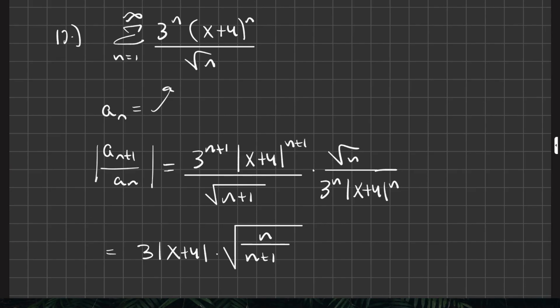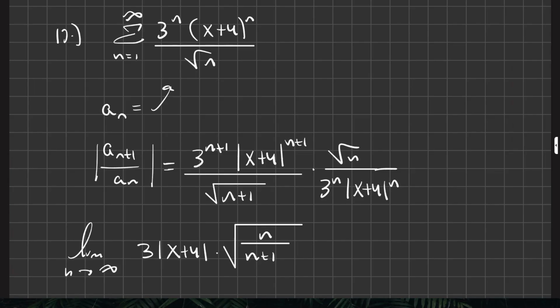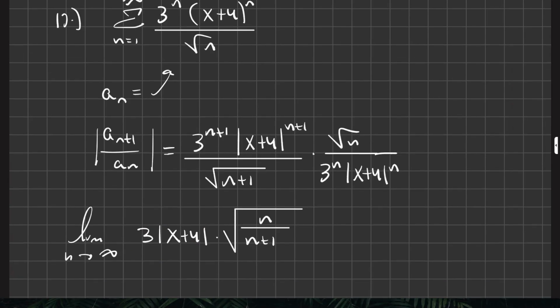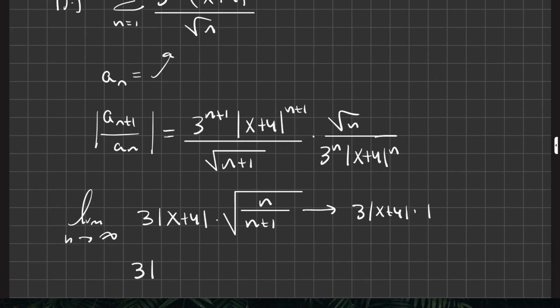So now we're just looking at the limit. We want to consider the limit as n goes to infinity for the ratio test. In terms of power series, this term is not touched by the limits. We're using this to find our radius of convergence. So we're just looking at the limit of this, and we could divide by n. This whole thing would go to 1. So we'll get that it's just 3 times x plus 4 times 1. So we just have 3 times the absolute value of x plus 4.